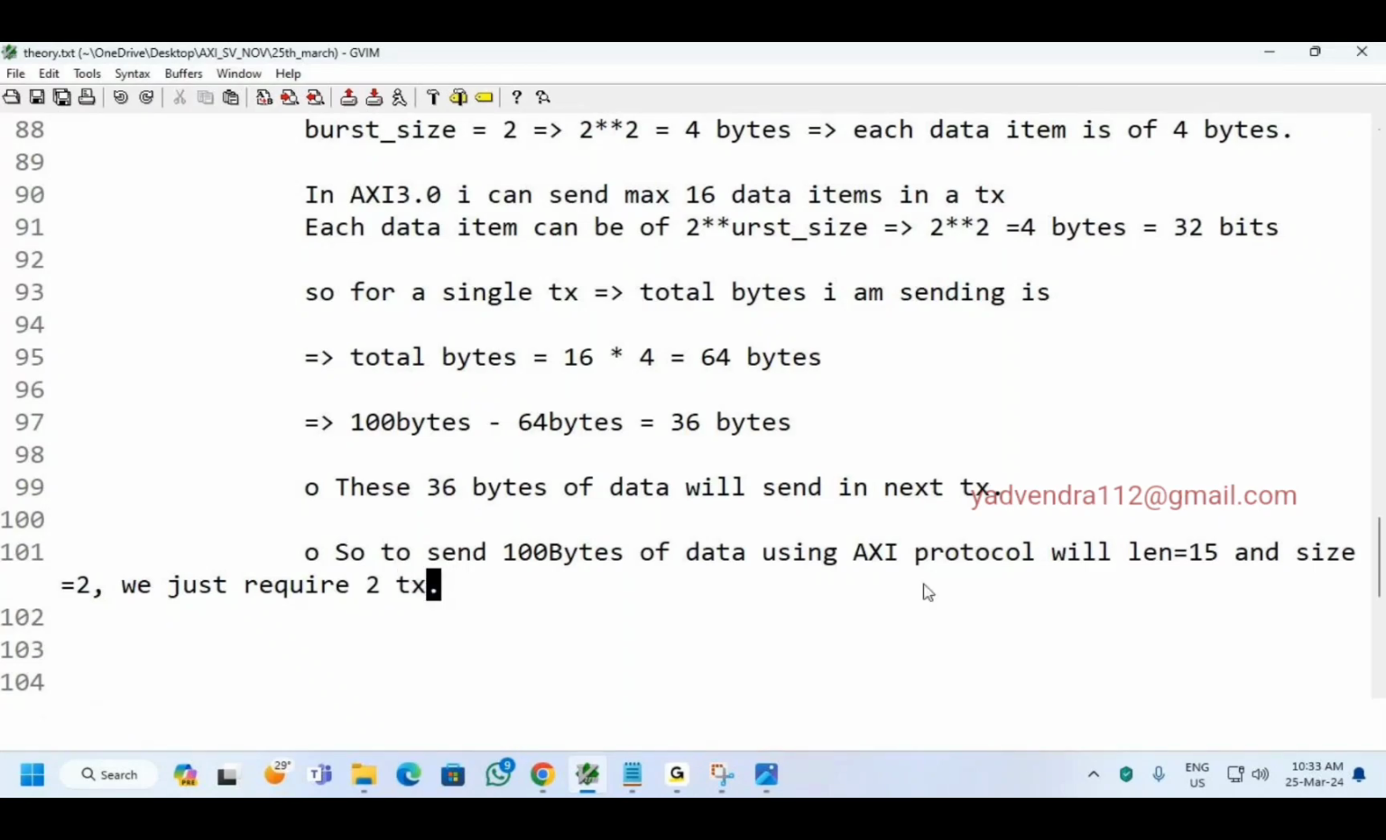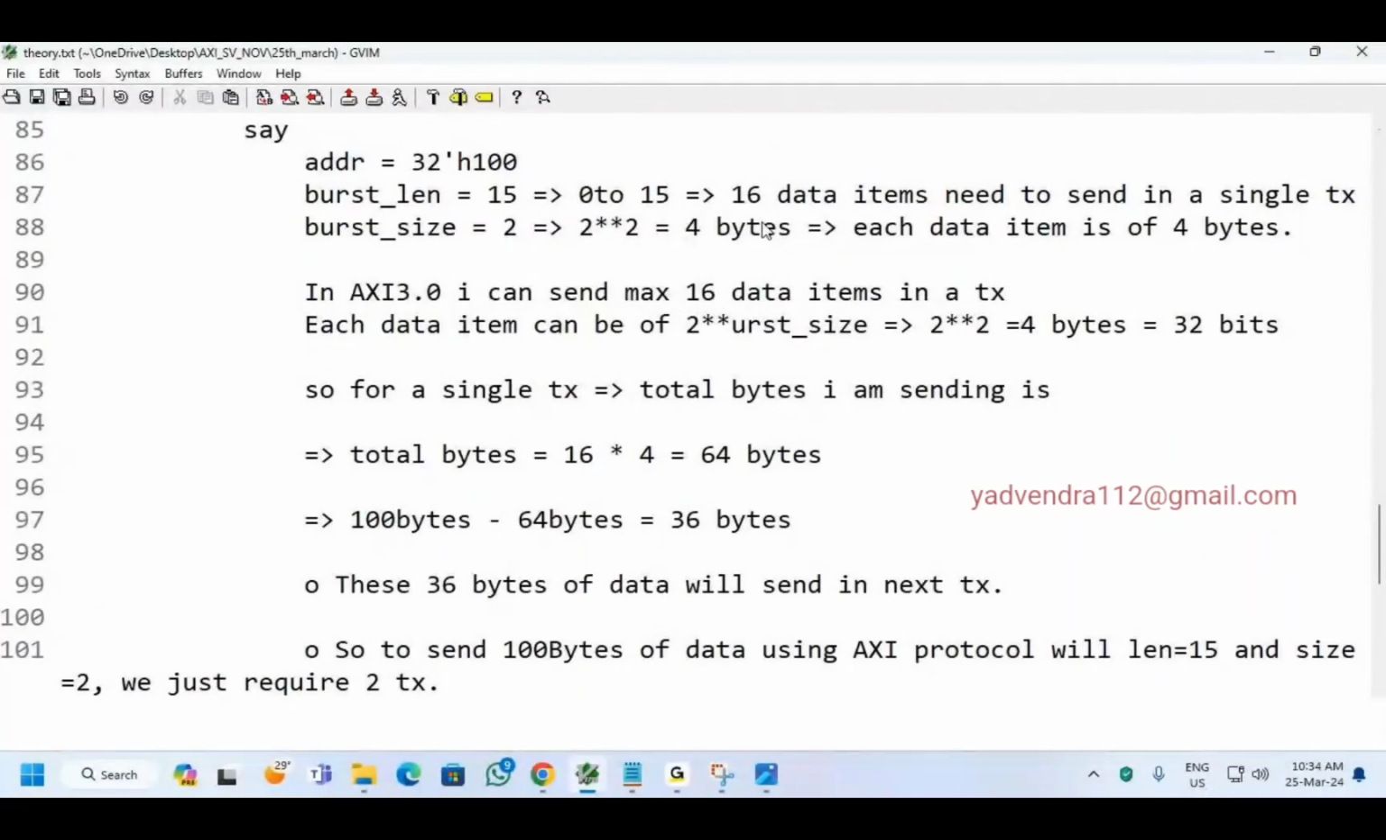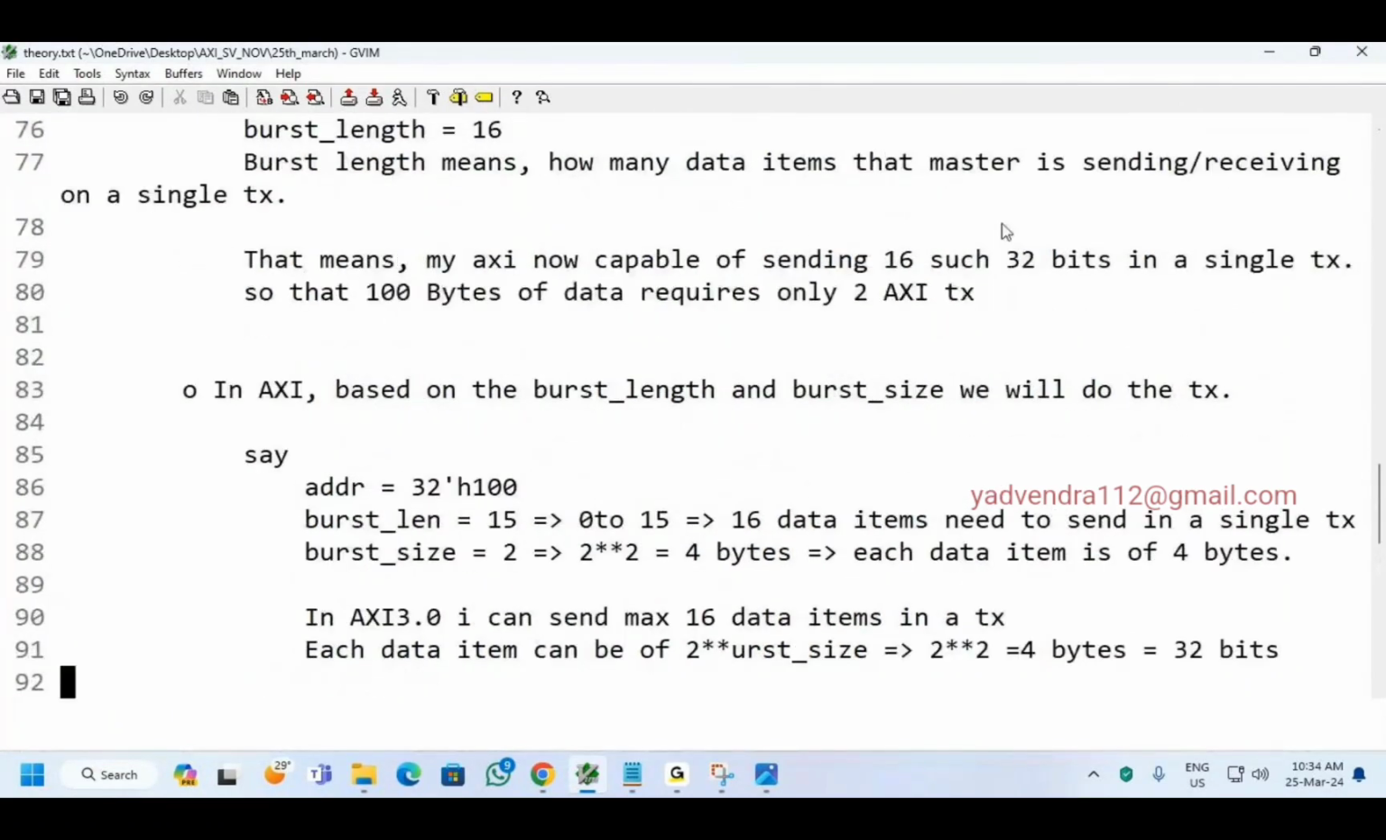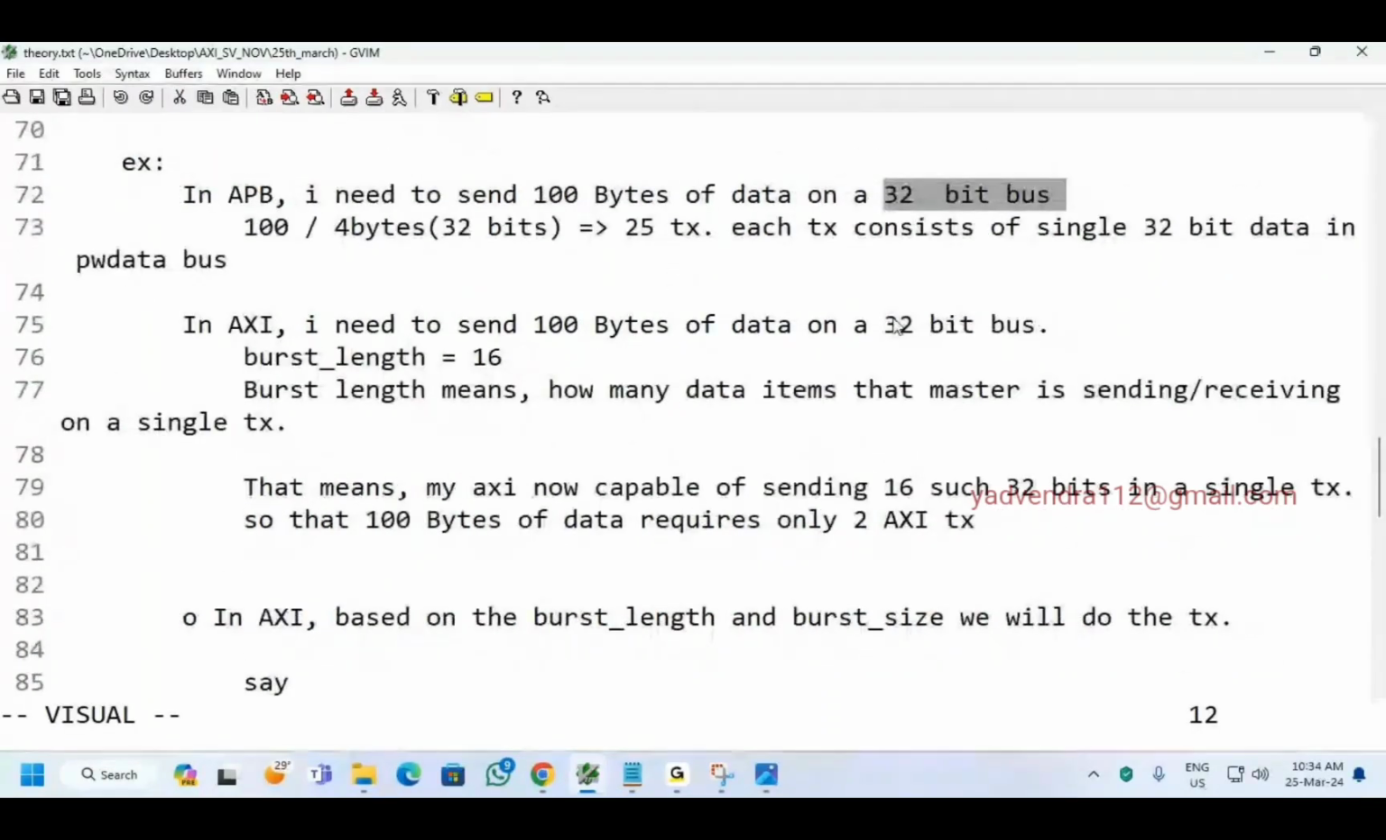So guys, this is how the two-transaction concept ends up. To get these two transactions, it depends upon length and size. Let's take, for example, size equal to 3. If size is equal to 3, 2 cube is 8, so 8 bytes. That means for every data item, I can send 8 bytes of information. So my WDATA bus also needs to support 8 bytes. That means 32-bit is no longer supported, and I need to upgrade to a 64-bit bus.